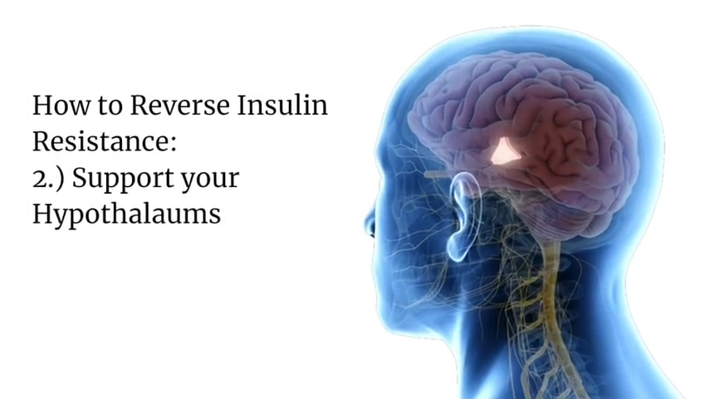Second, support your hypothalamus. The tiny little gland in the center of your brain controls everything, including your basal metabolic rate. Your hypothalamus controls your cellular metabolism, or how much energy your cells produce. It also controls your glucose metabolism by directing whether you use carbohydrates as energy or store it as fat.